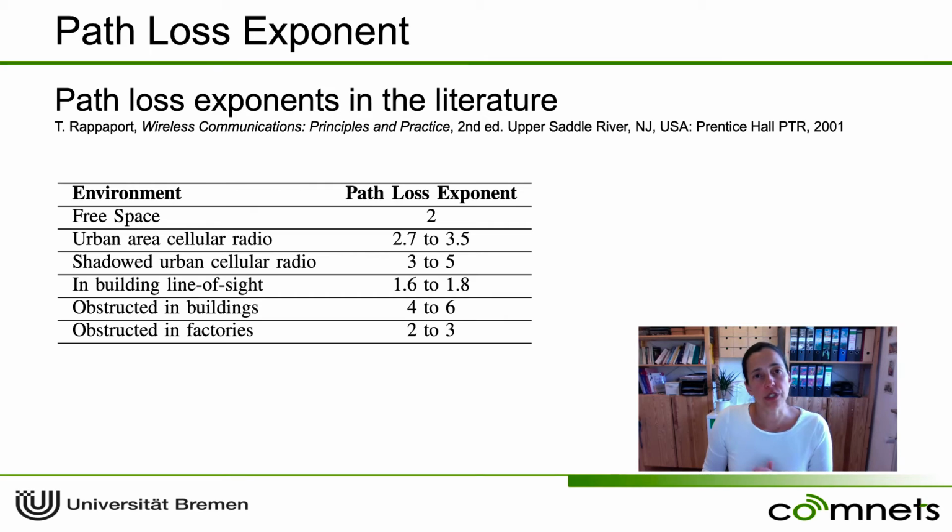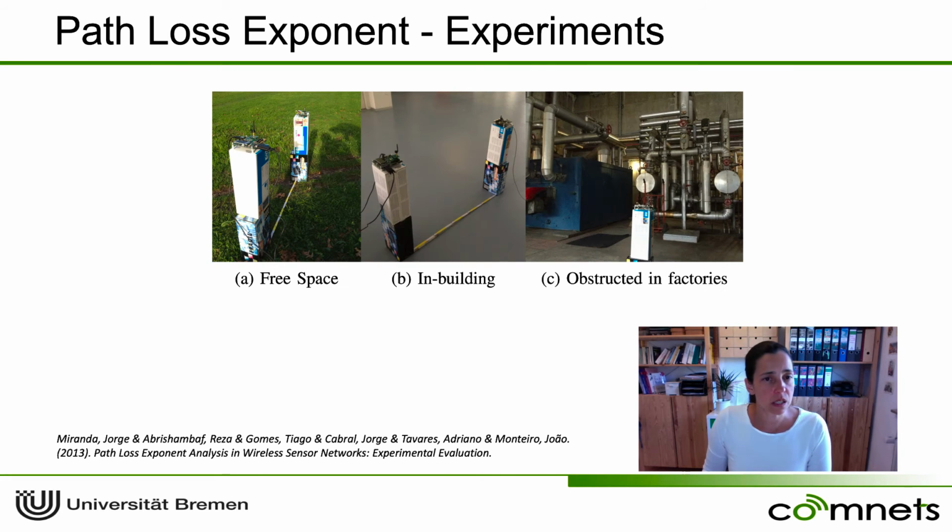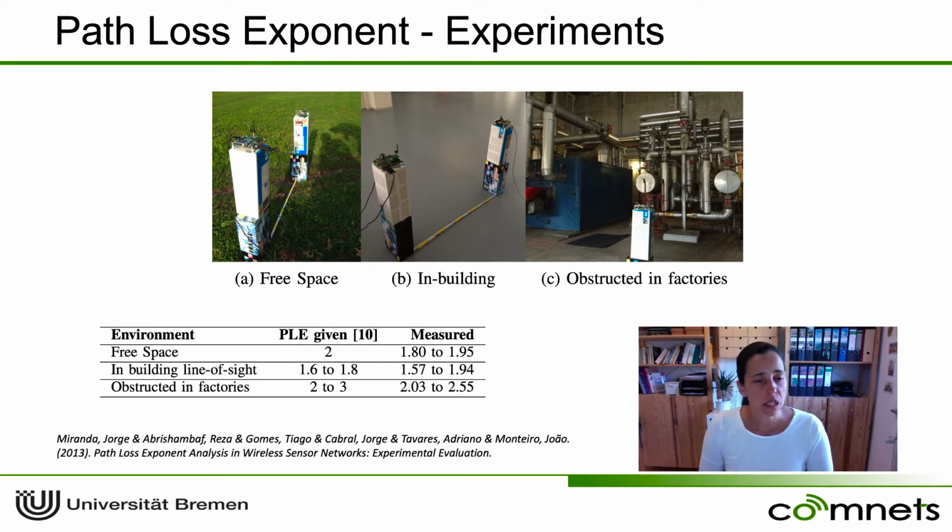However, you can also try it yourself experimentally to see whether these path loss exponents are actually correct. This has been done by colleagues in Portugal, who in 2013 tried it out in three environments which you can see here: in free space, in a building, and obstructed in a factory. You see that these three environments are very different from each other, and at the same time you also see that the setup of how they measured the path loss exponent is exactly the same. The height is the same, the hardware is oriented in the same way, and they are always in line of sight. So what they acquired as results is quite interesting.